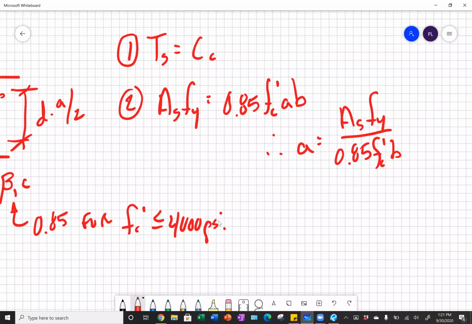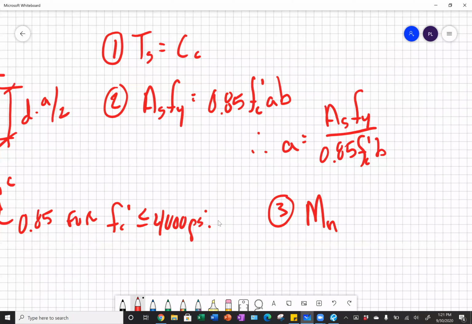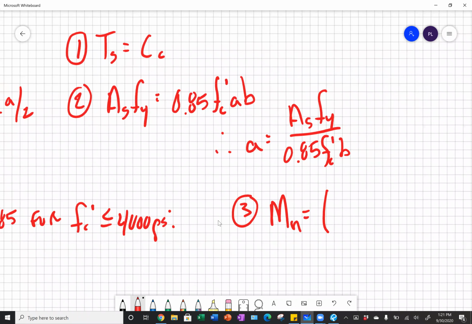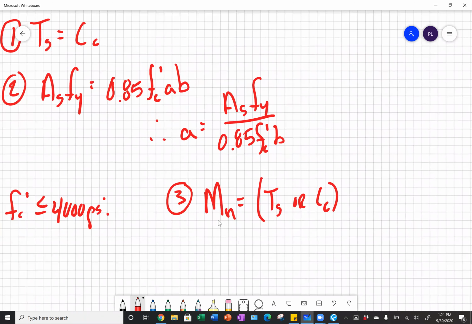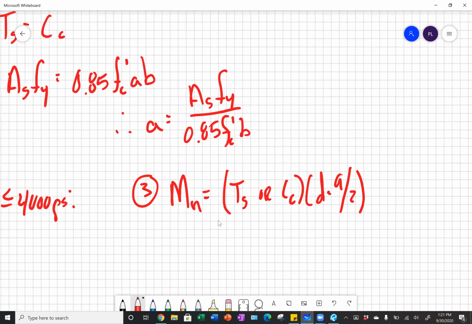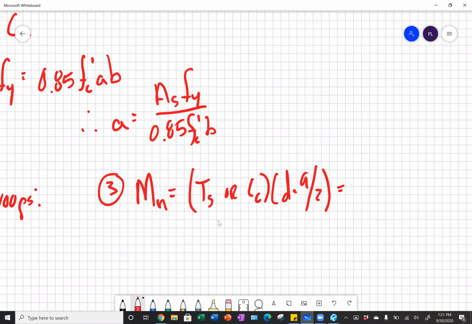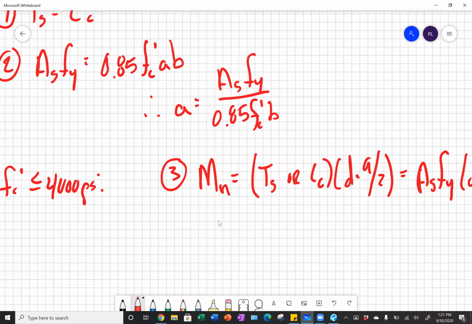And our third equation we can get from these diagrams is our moment capacity. So our nominal moment capacity, M sub n, equals either our tension force or compression force, because we have equilibrium, times our moment arm d minus a divided by 2. And usually it's easy to solve for our tension force. So A_s f_y times d minus a divided by 2 is our nominal moment capacity of that concrete beam.